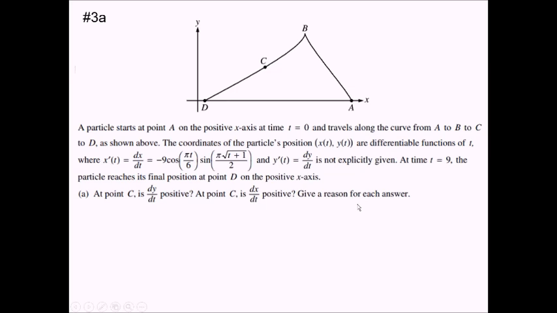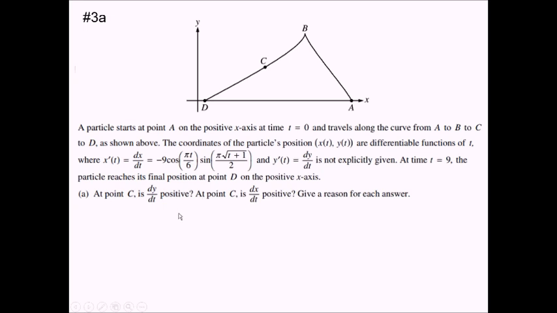On this calculator-based problem, we have a particle starting at point A in this graph, and it travels along this curve from A to B to C to D as time increases. So coordinates of position are x of t, y of t, and we've got an x prime and a y prime that's actually not explicitly given. And then at time 9, they're saying we reach point D on the positive x-axis.